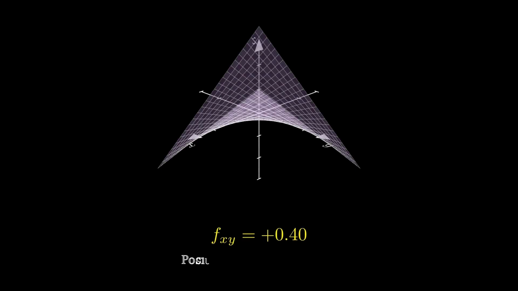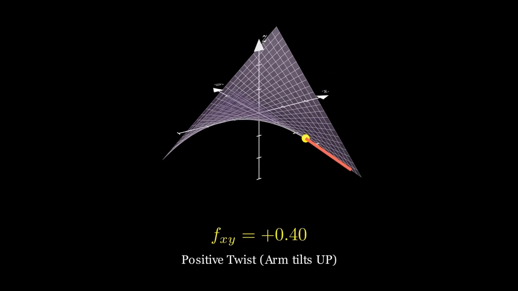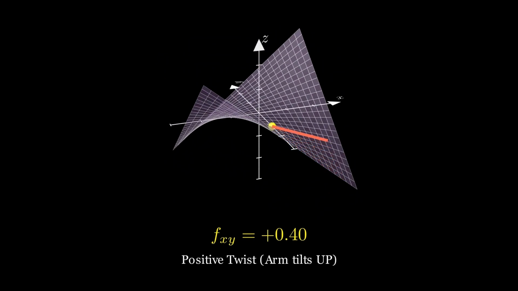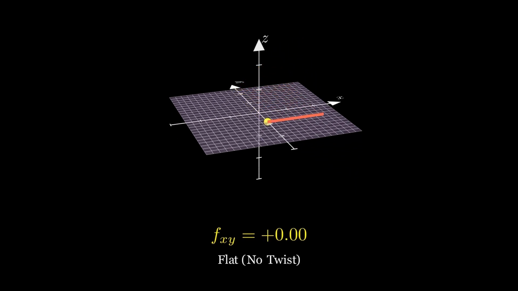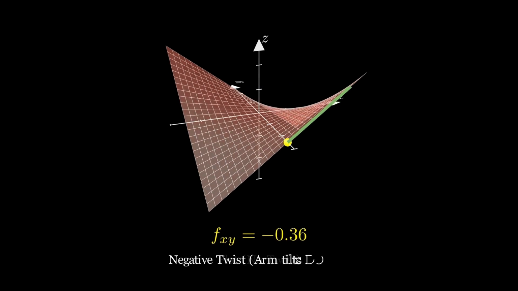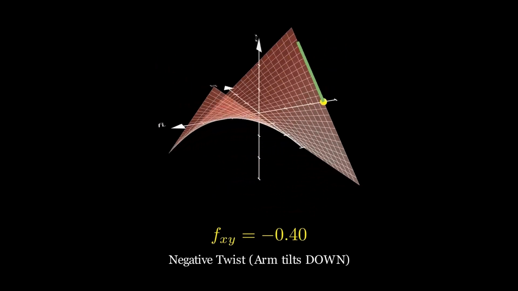Now for a mixed partial, which measures the twist of the surface, think of it like an arm tilting. A positive value tilts up, 0 stays flat, and a negative value tilts down.